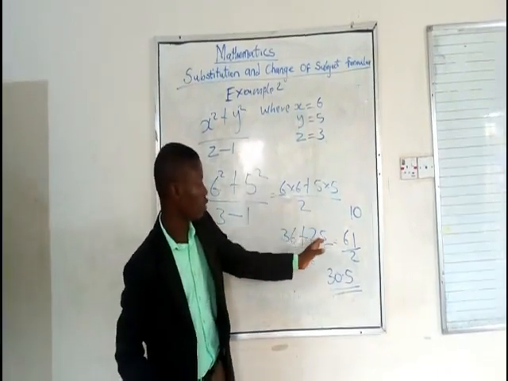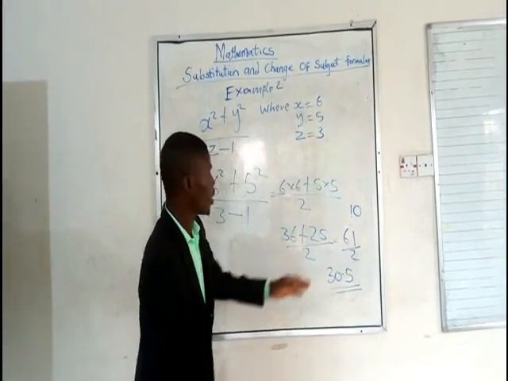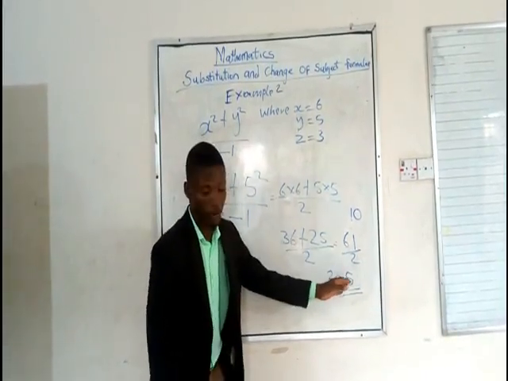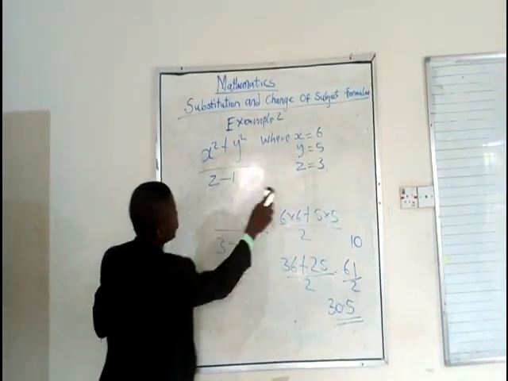36 plus 25 will give us 61 all over 2. So when you divide, you will get 30.5. Let's go. Example 3.